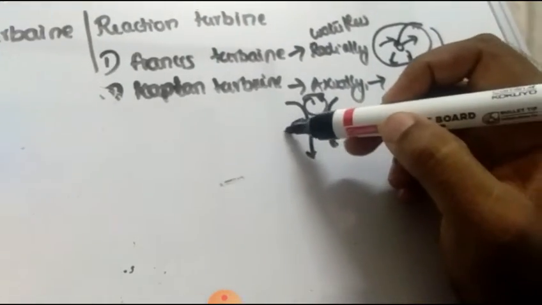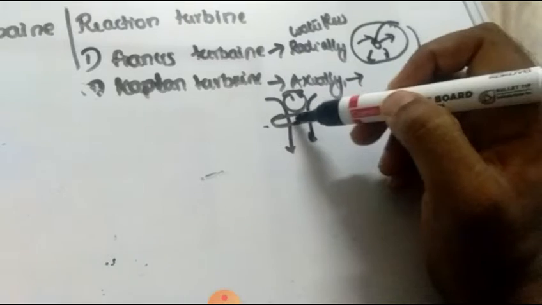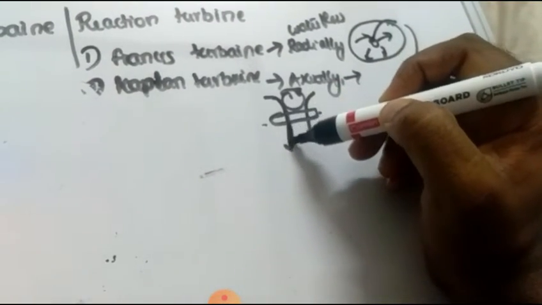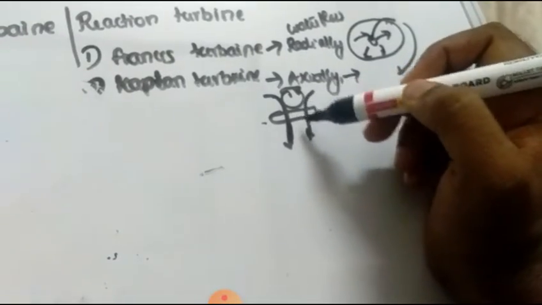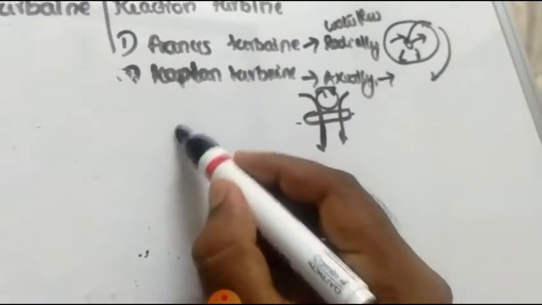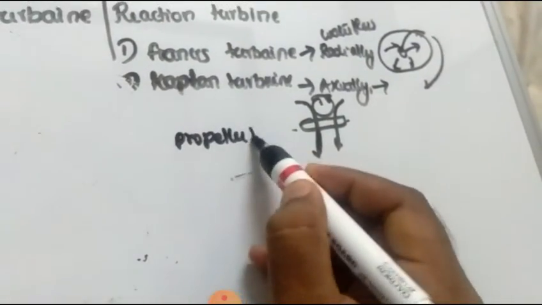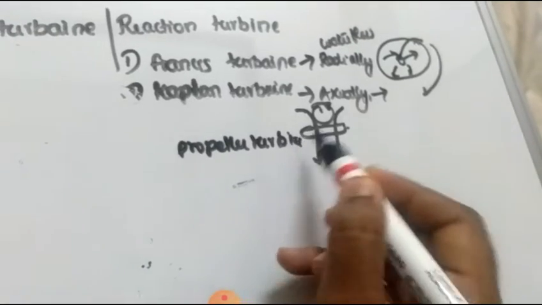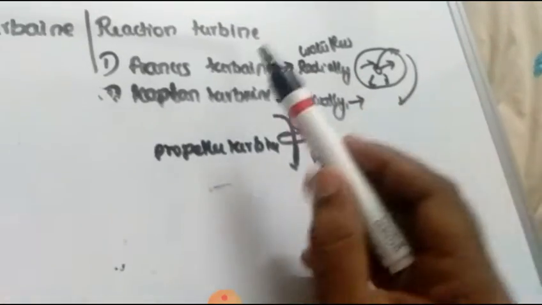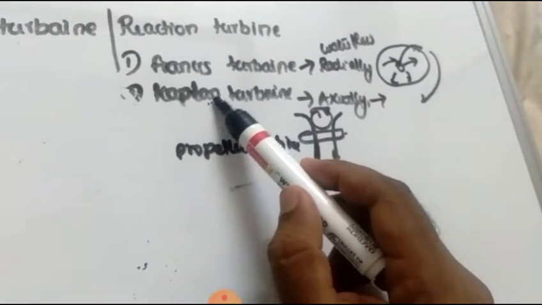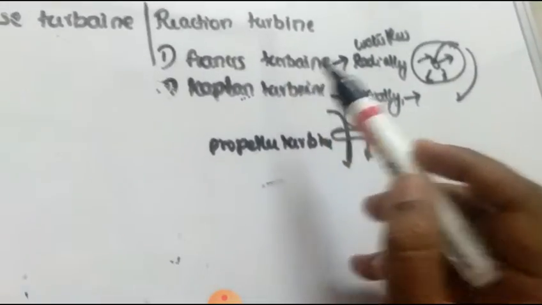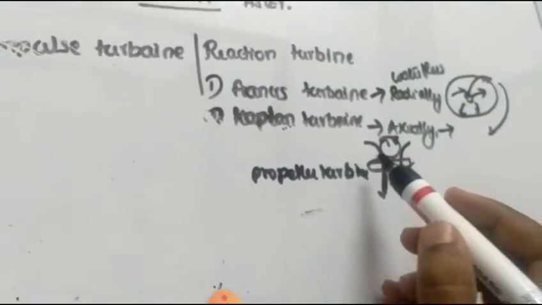It will rotate here. In whichever direction the shaft is there, it will rotate in that direction, the axial direction, and in the radial direction. So of these turbines, the Francis turbine is radial, while the Kaplan turbine is axial, and the propeller turbine is also an example of that. The Kaplan turbine is named after its inventor, Kaplan.